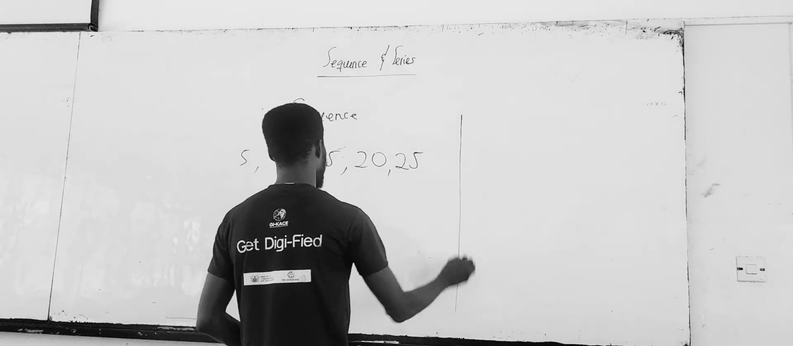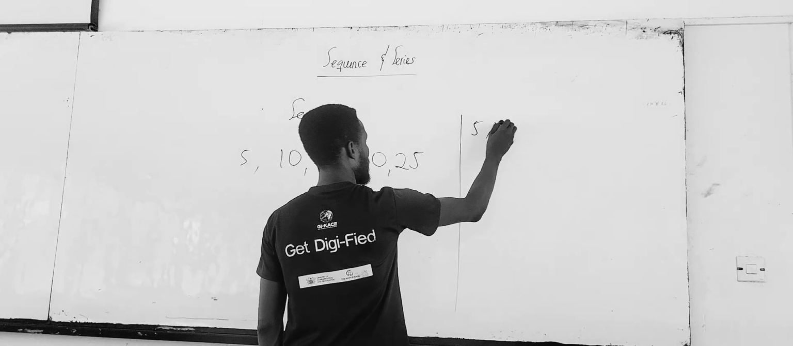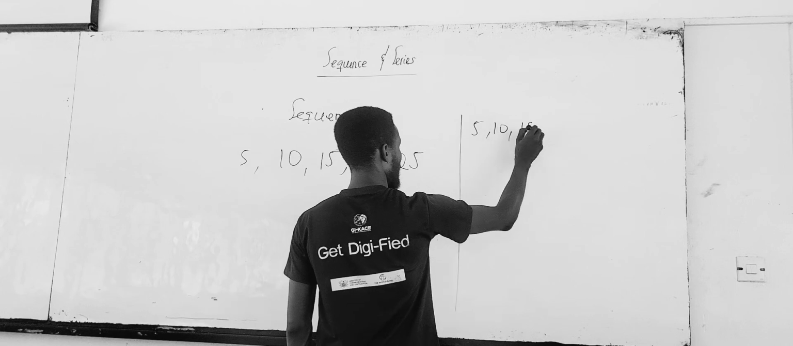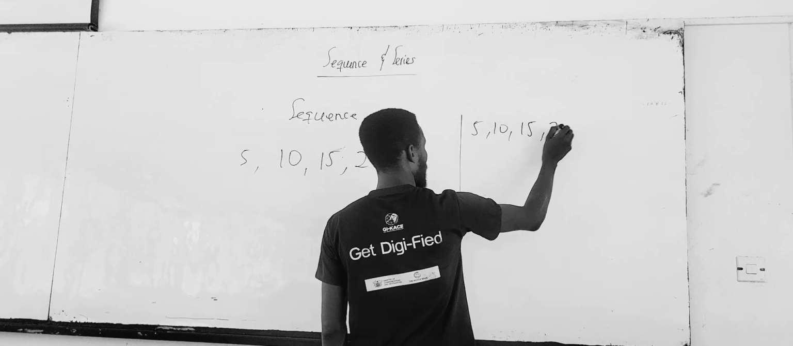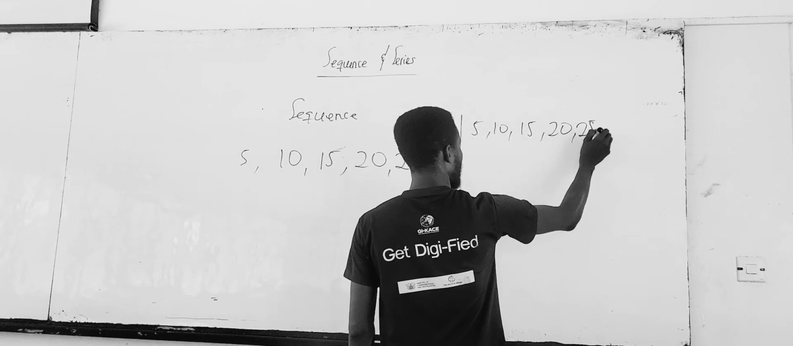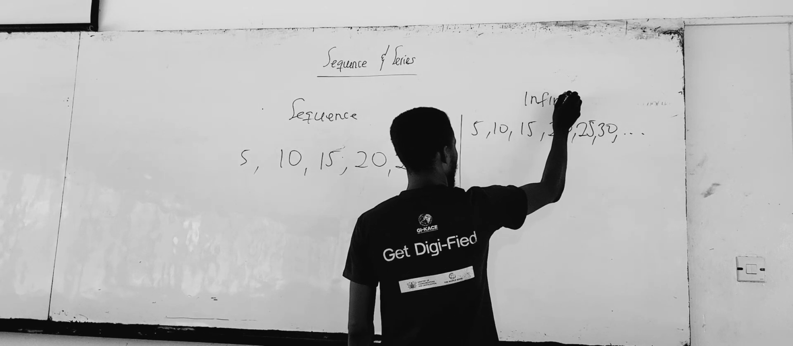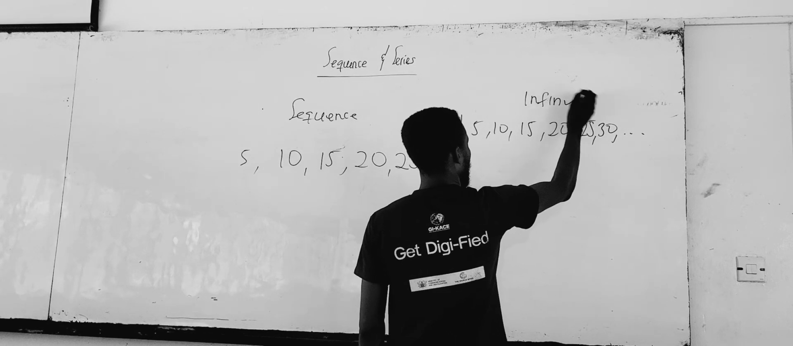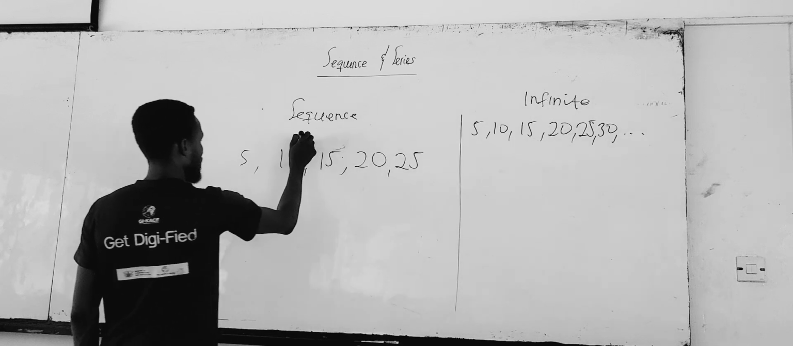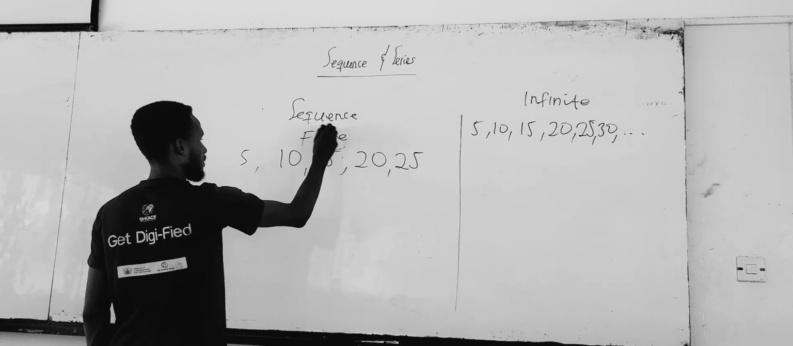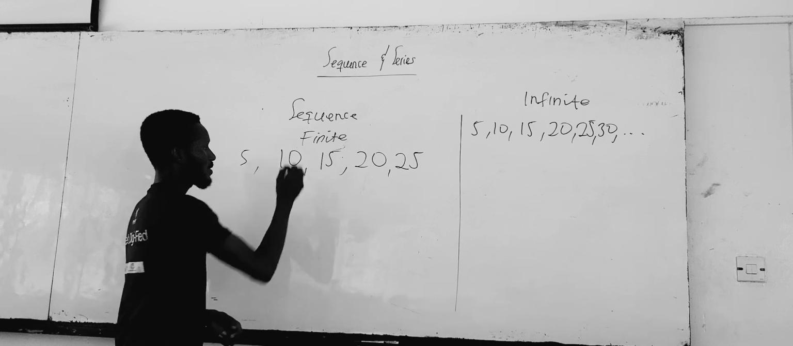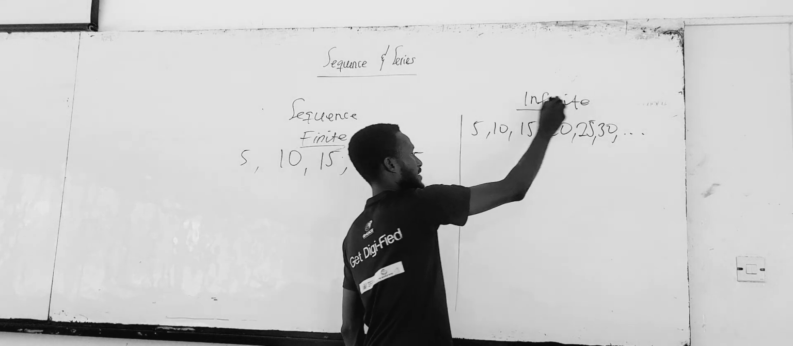Now let me talk about infinite. We have 5, 10, 15, 20, 25, 30. So this one is infinite, and then this one is finite. So we have the finite sequence and the infinite sequence.